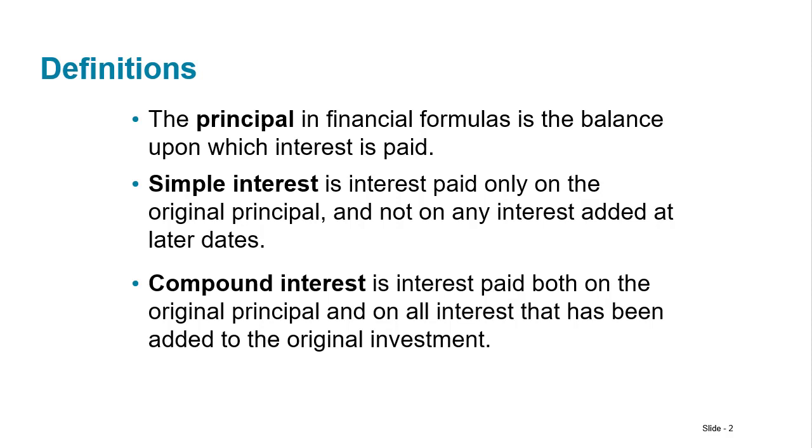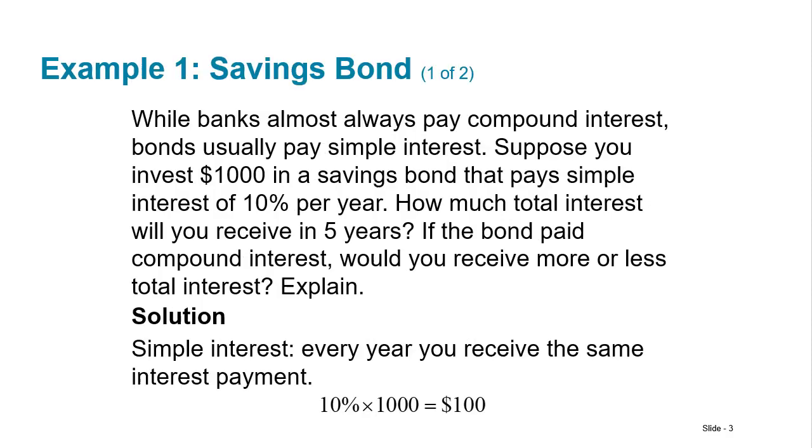Simple interest is interest paid only on the original principal and not on any other interest that's added at later dates. And simple interest does not exist in the real world. It's just a learning tool that we use to describe interest until we move on to compound interest, which is the interest that's paid both on the original principal and any interest that's been added to the original investment, and it therefore compounds onto itself over and over again. And that's what happens in the real world.